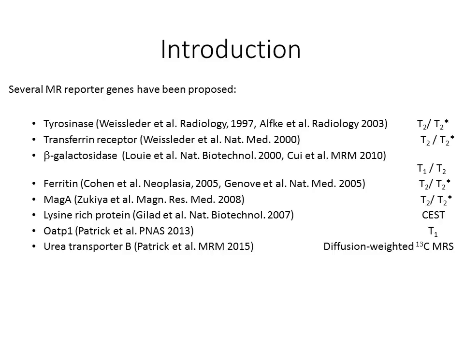Also in 2000, Scott Fraser and Tom Meade published another reporter based on beta-galactosidase. Now, beta-galactosidase has been widely used as a gene reporter in microscopy, for example. They designed a gadolinium chelate in which the gadolinium was partially shielded by a galactosyl residue. Cleavage of that galactosyl residue exposes the gadolinium to water, and you can detect that in T1 weighted images, and you can see an increase in signal intensity.